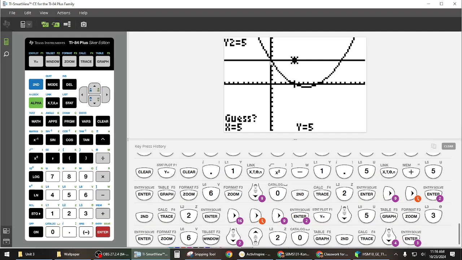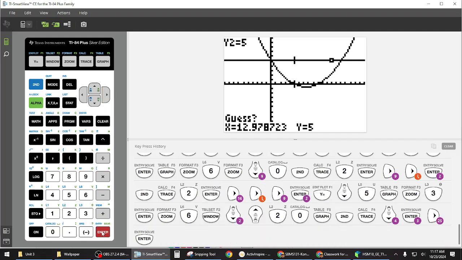This is where we launched from. So we want our cursor to be closer to the other one. You don't have to try to be right on it, but it's basically telling the calculator, look in this neighborhood. Make sense? Hit enter. And there's our intersection. What do you notice?